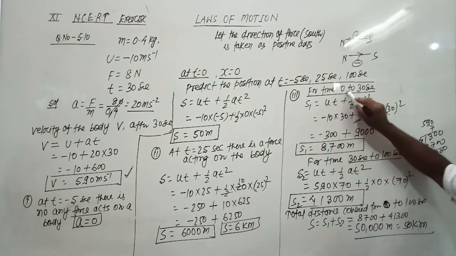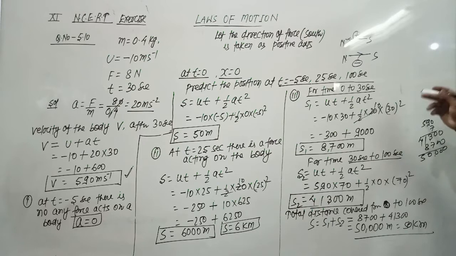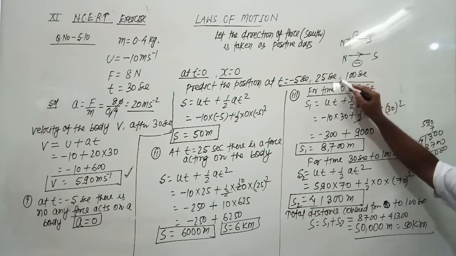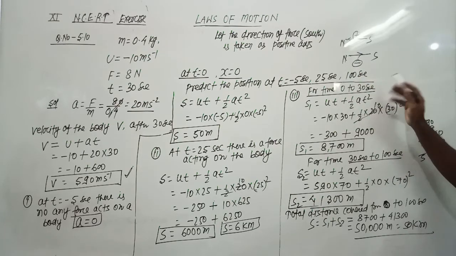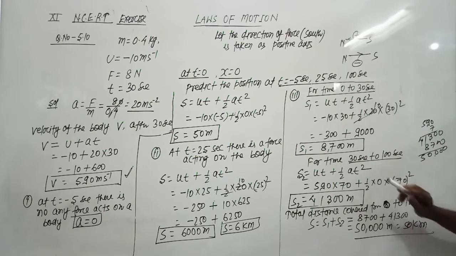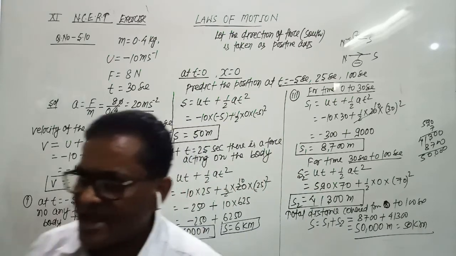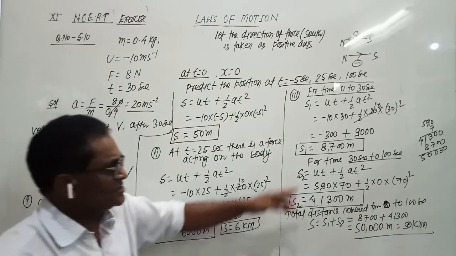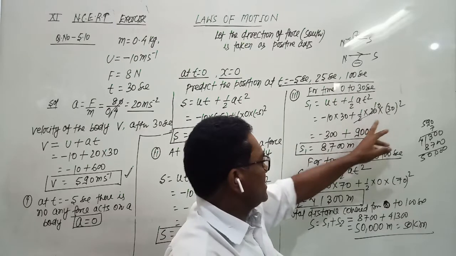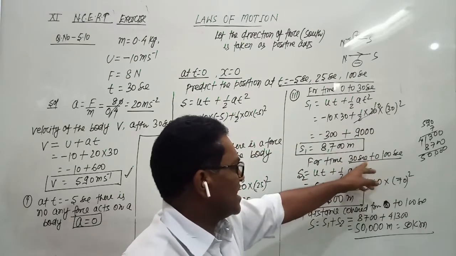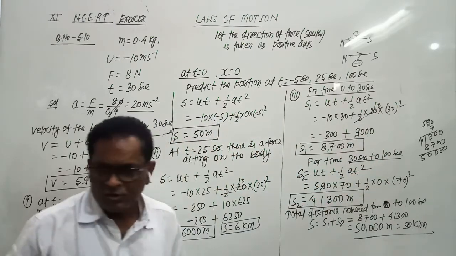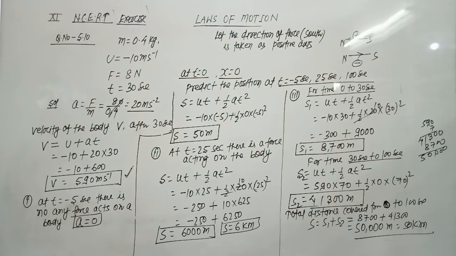Then for 0 to 100 second, we divide this into two parts, from 0 to 30 second and from 30 second to 100 second. Because from 0 to 30 second, the force is acting, therefore acceleration exists, and acceleration is 20. And then from 30 to 100 second, there is no force acting on the body, and hence the acceleration is 0.